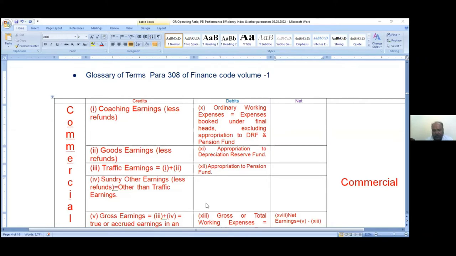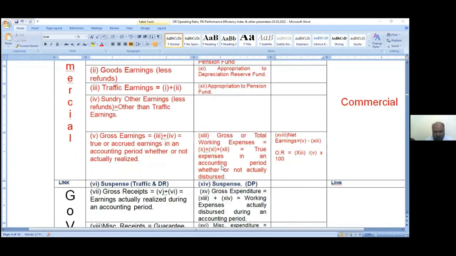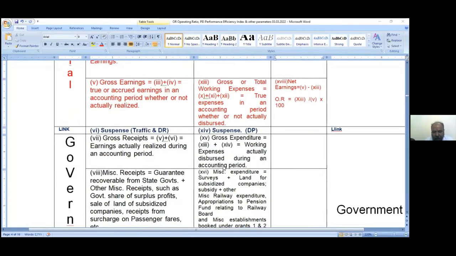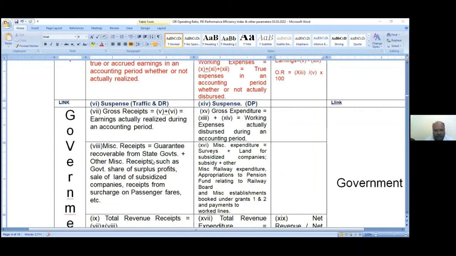Yeah, please tell me, sir, Singhji. Sale of land is a capital expenditure, capital receipt. Why are we taking sale of land in the miscellaneous receipt column? Why take sale of land in the miscellaneous receipts? What is the column number? Miscellaneous receipt, sir.